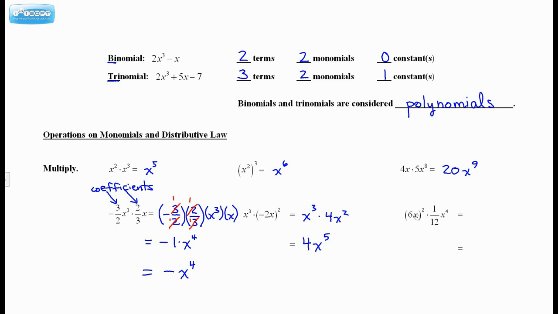Similar to the previous one, I have a product, but this 6x is being squared, so I must complete that first. So that's 36x squared times 1/12 x to the 4th. Now, hopefully, you can actually multiply 36 times 1/12 in your head because that's exactly the same thing as 36 divided by 12. And you should know your times tables. That is 3 and x squared times x to the 4th. I get x to the 6th.